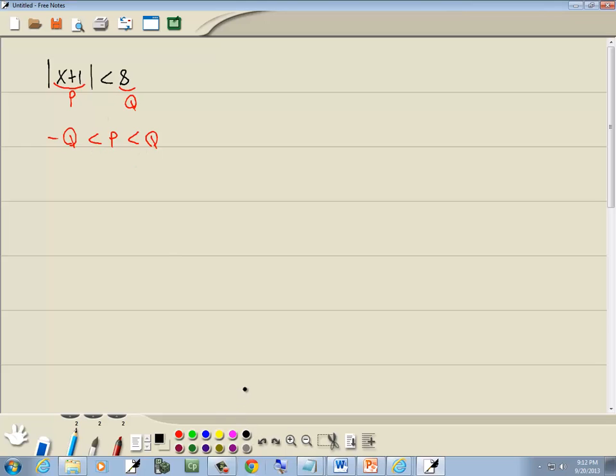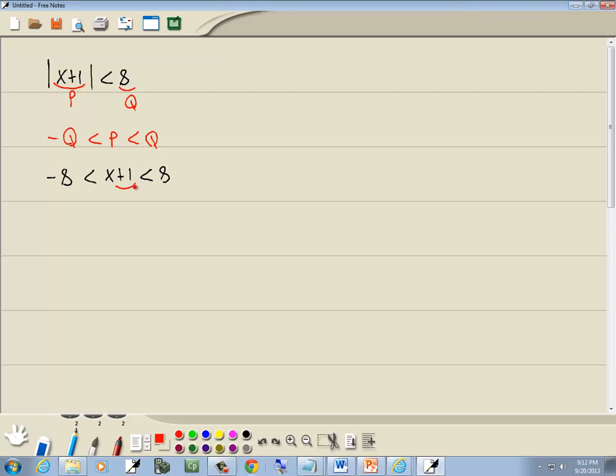Now everywhere we have a p, we'll plug in x plus 1, and everywhere we have a q, we'll plug in 8. So we got negative 8 is less than x plus 1 is less than a positive 8. Now our goal is to get the x by itself in the middle, so we're going to follow our 4 steps. First step is to get rid of parentheses, don't have any. Second step is to get rid of fractions, don't have any. Third step is to get everything with an x in the middle, numbers on the other 2 sides.